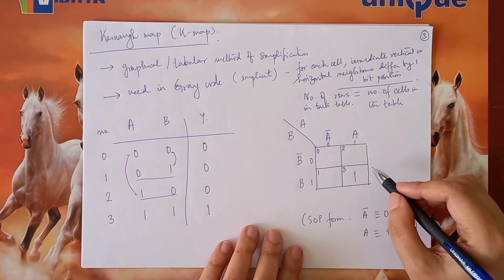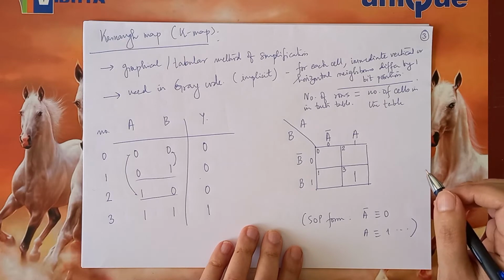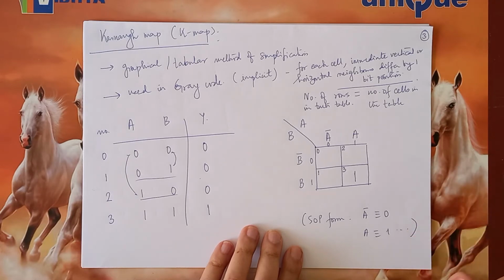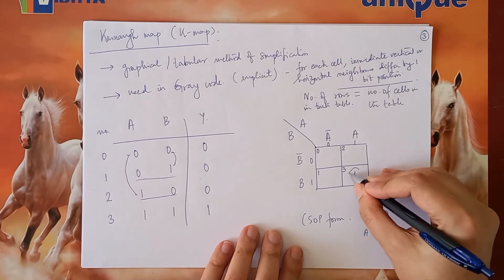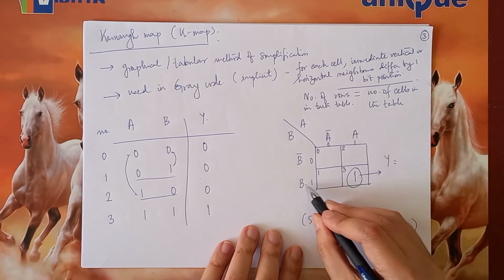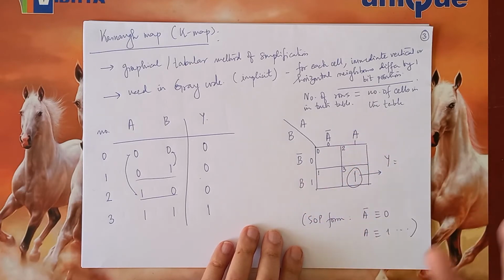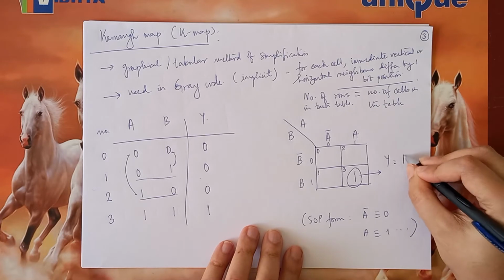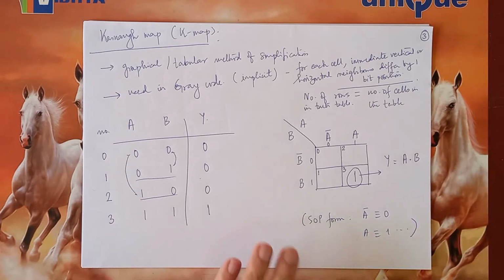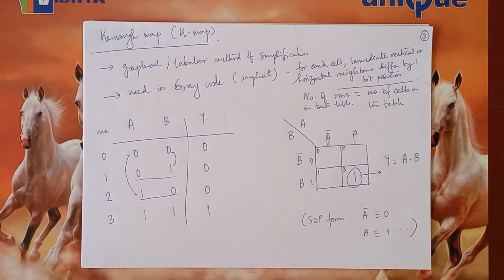So what I will see over here is I will only look for the ones and write the corresponding row and column. So this is the one, only one term. So that means y will be equal to, here we have A and here we have B. So whatever is the row, whatever is the column, they will be grouped in the form of a product. So therefore that is A dot B. This is how you read from a K-map.